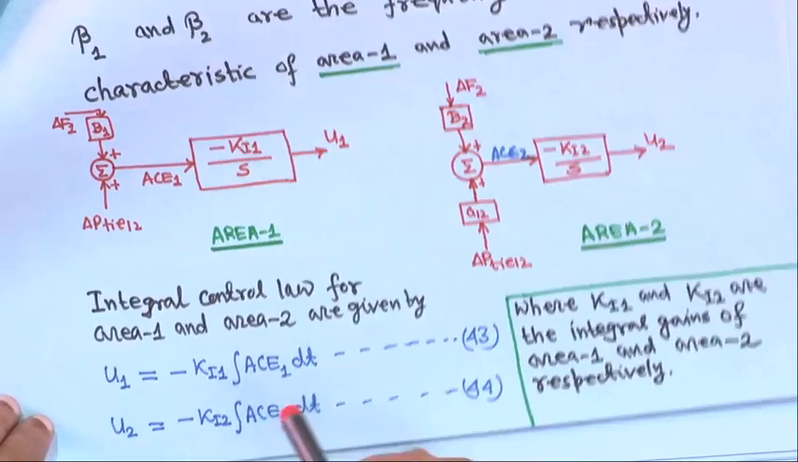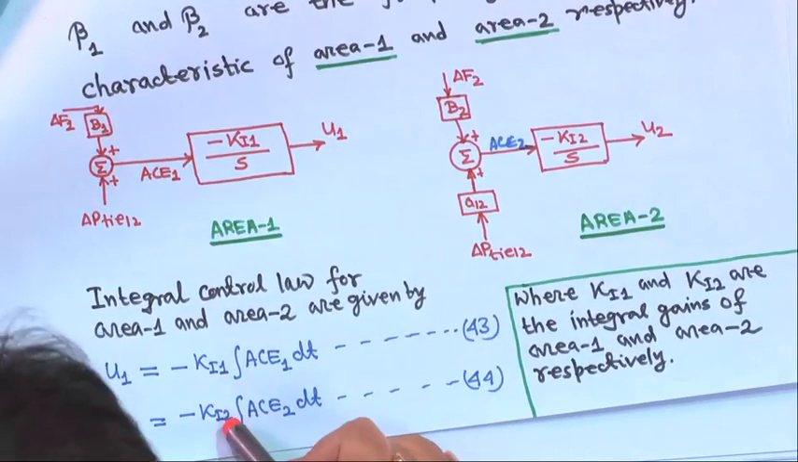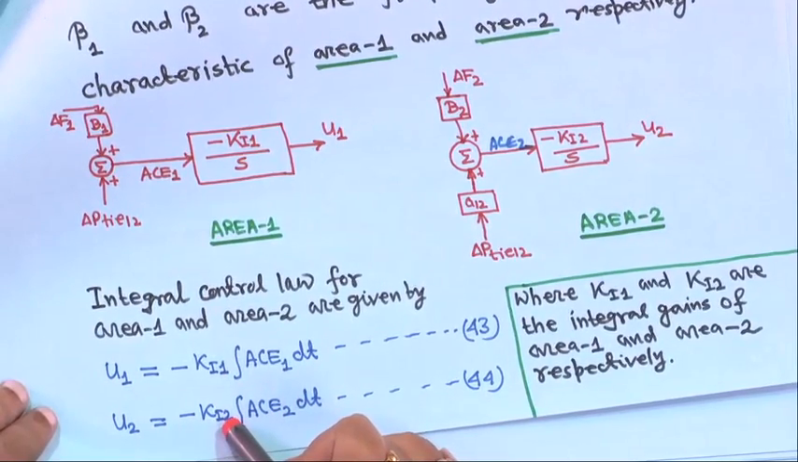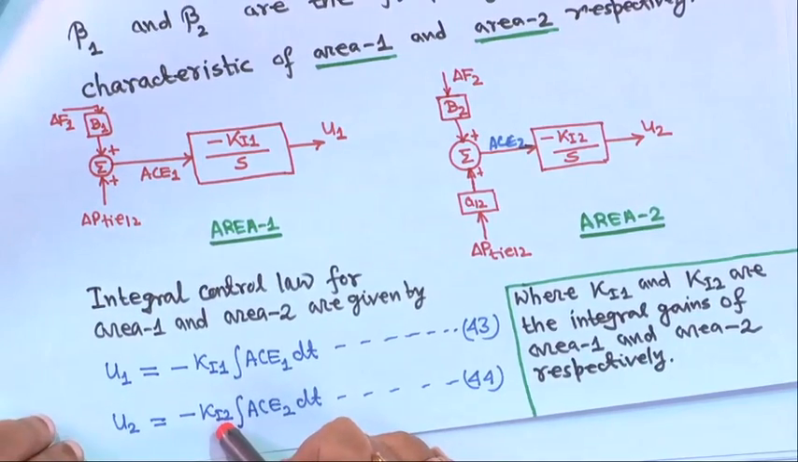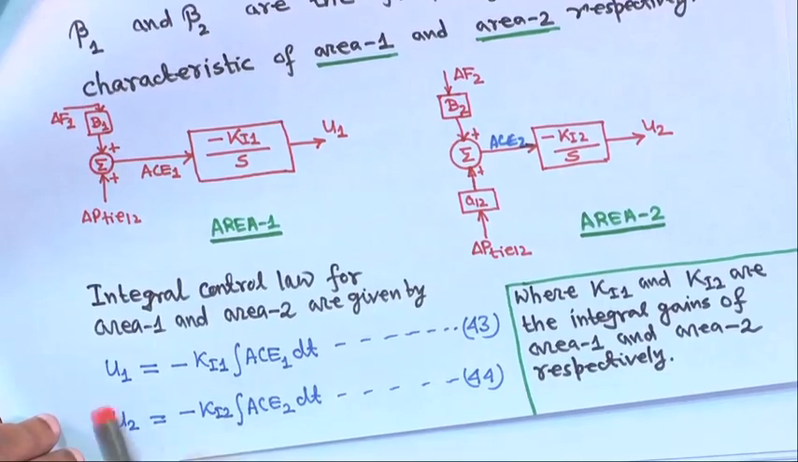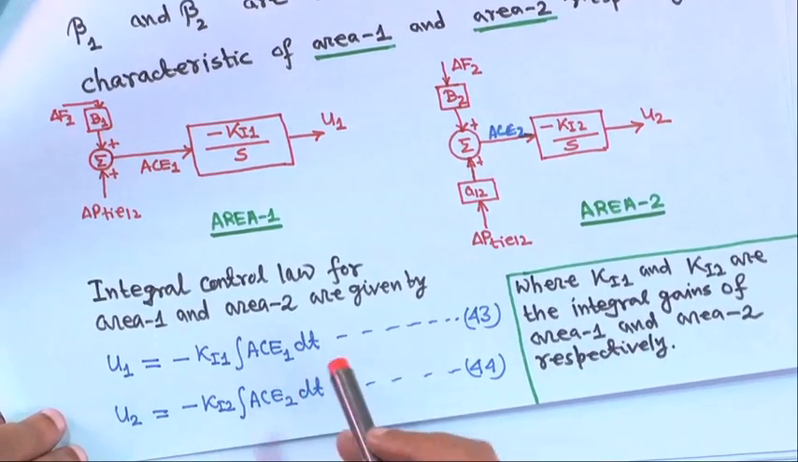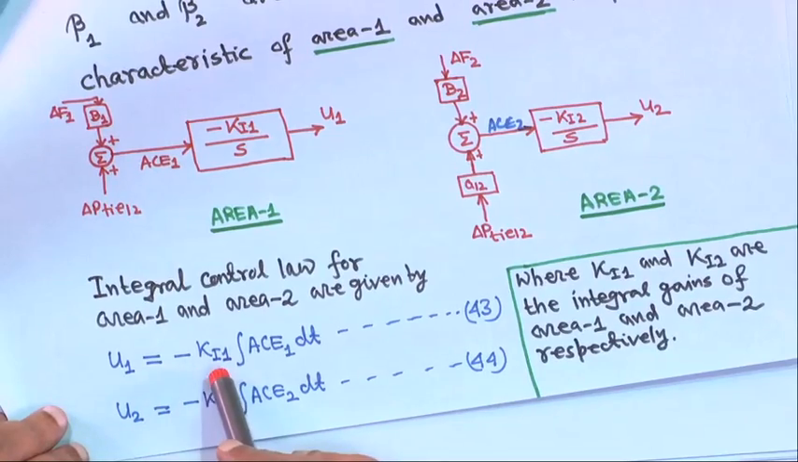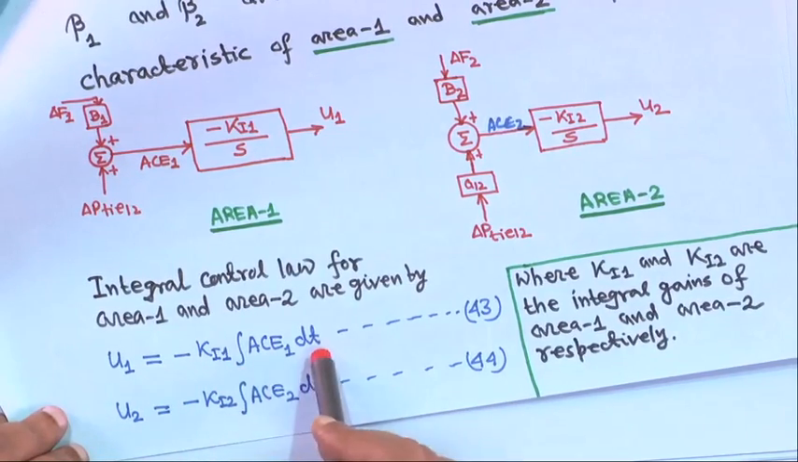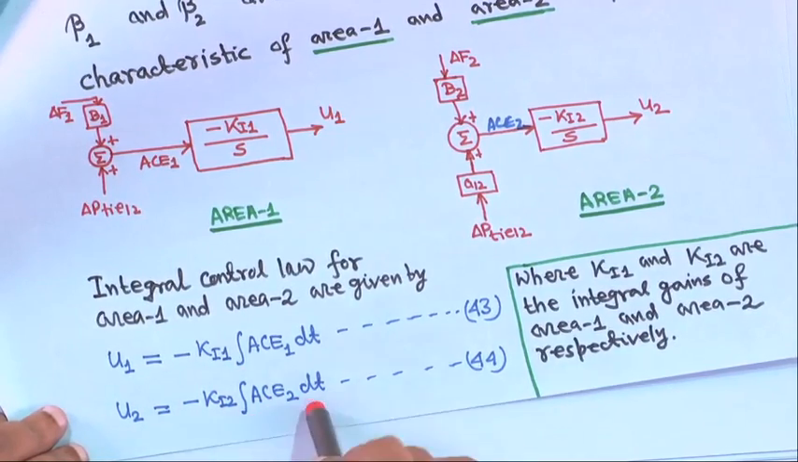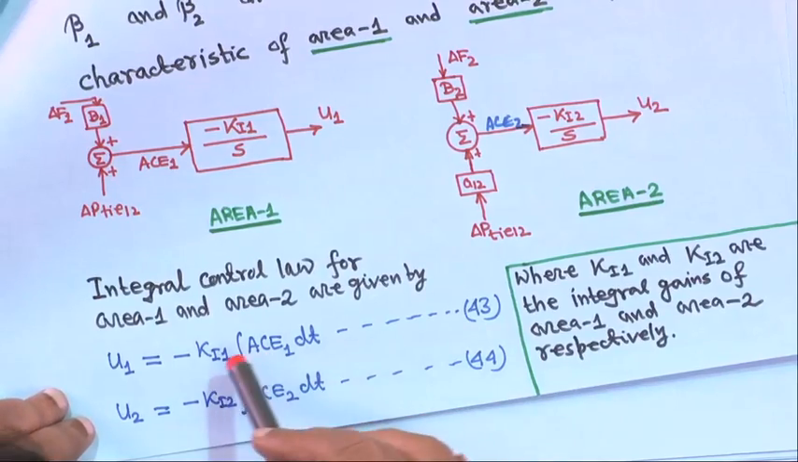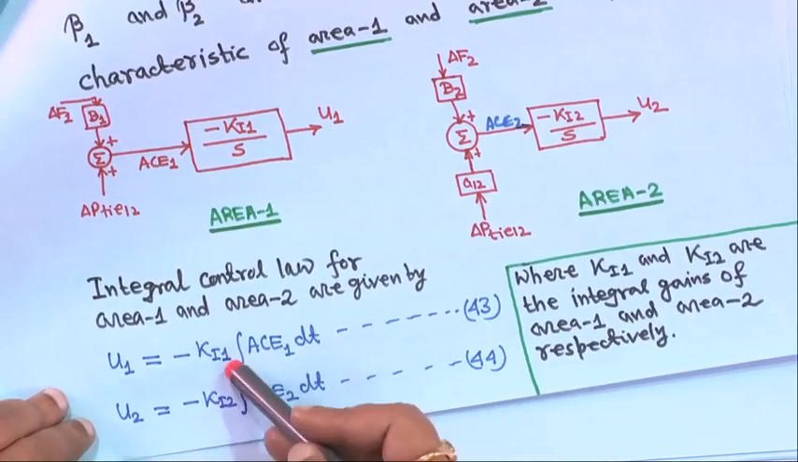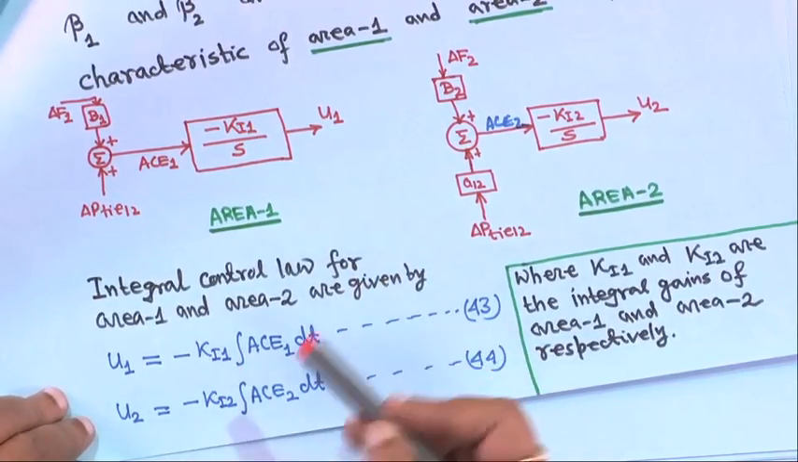Now, the question is what values of Ki1 and Ki2 to choose. These can be optimized, but that is beyond the scope, because in the classroom we cannot do that; you need simulation. So, just u1 is equal to minus Ki1 integral of ACE1 dt, and u2 is minus Ki2 integral of ACE2 dt, where Ki1 and Ki2 are the integral gain settings for the system we have chosen.